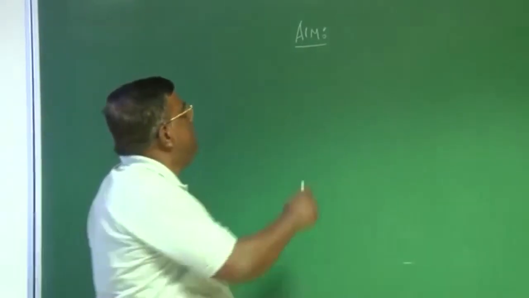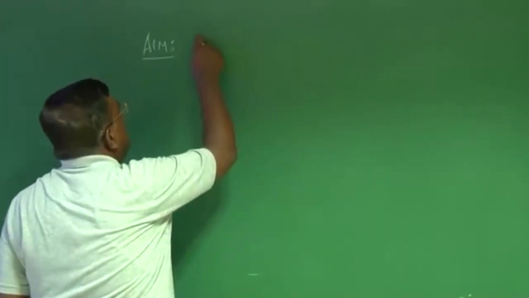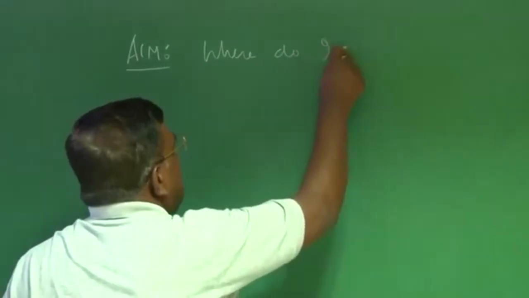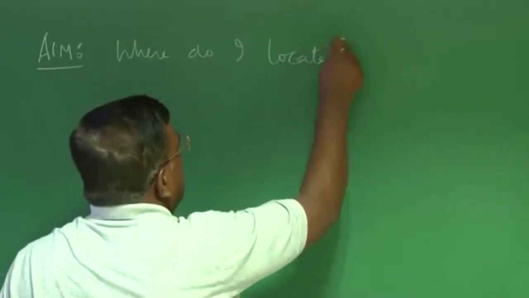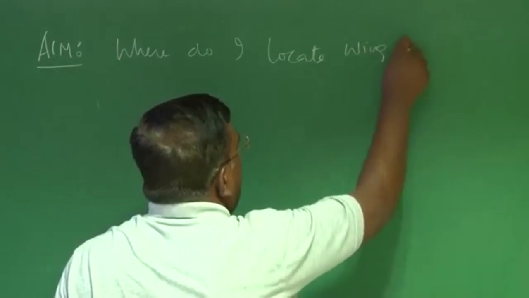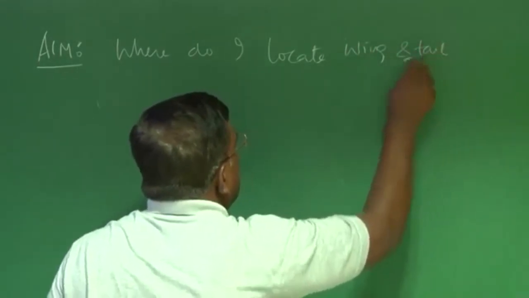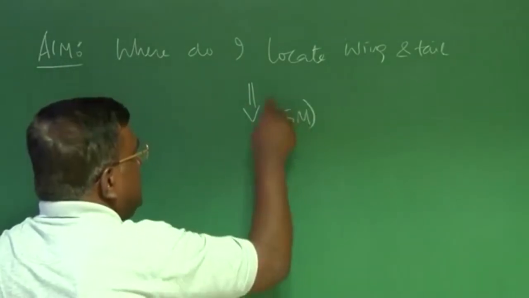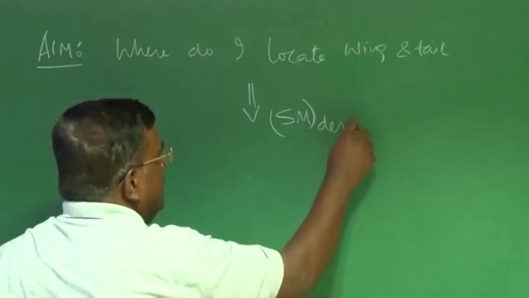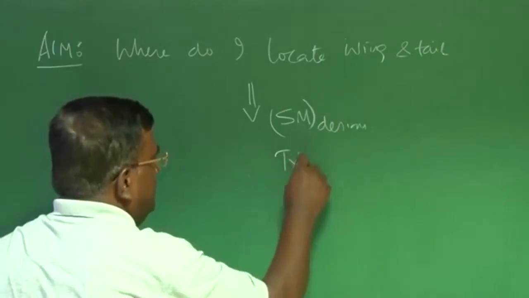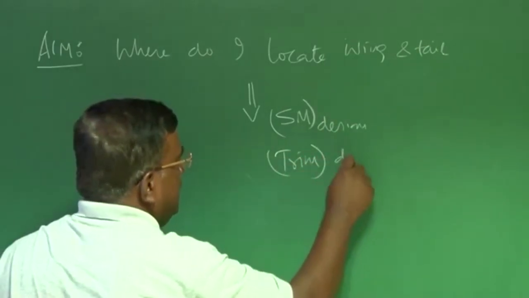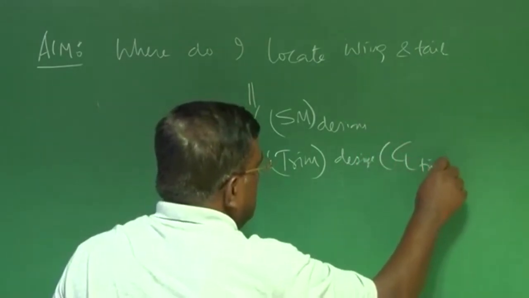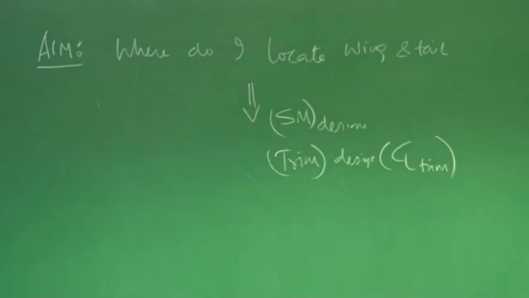So the aim is: where do I locate the wing and tail so that it has the static margin as designed and trim as per the design, which I mean CL trim. Right? Okay, that is our aim.